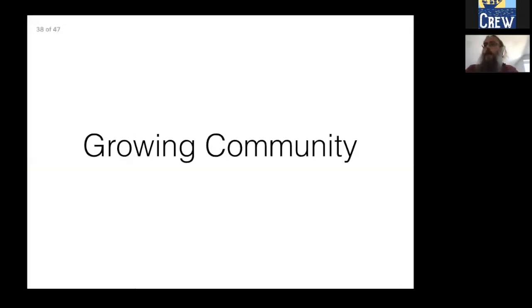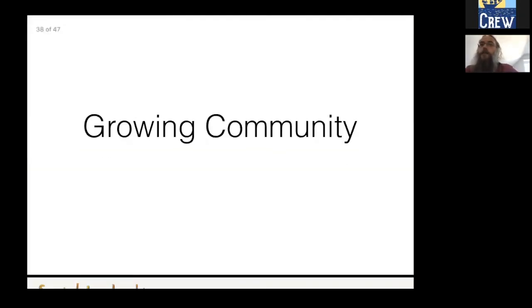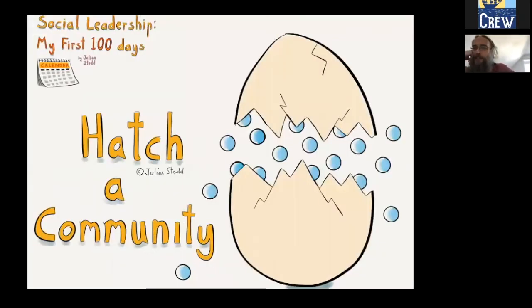So how would we go about growing our community? Well, I thought I'd share one of the other illustrations. I think this is the first time I've shared this one. It's a rather whimsical notion of how you hatch a community. Because of course, it's not just about joining communities that already exist. Sometimes we have to grow new communities in new organizations, for new teams, for new projects, around new questions. These are some of the core skills for a social leader: to understand how they would go about doing that.